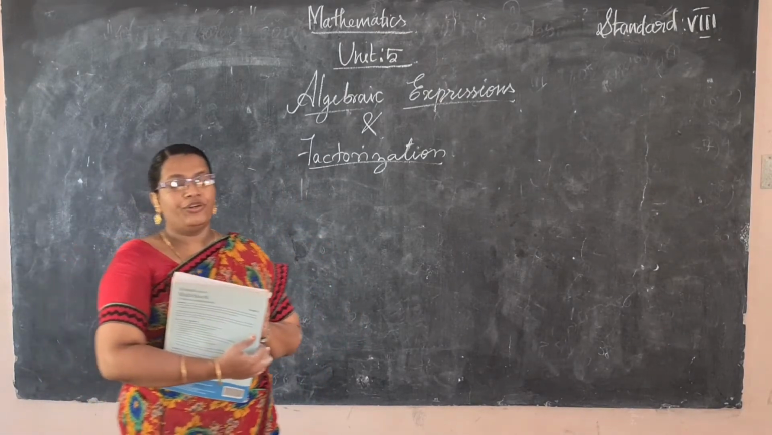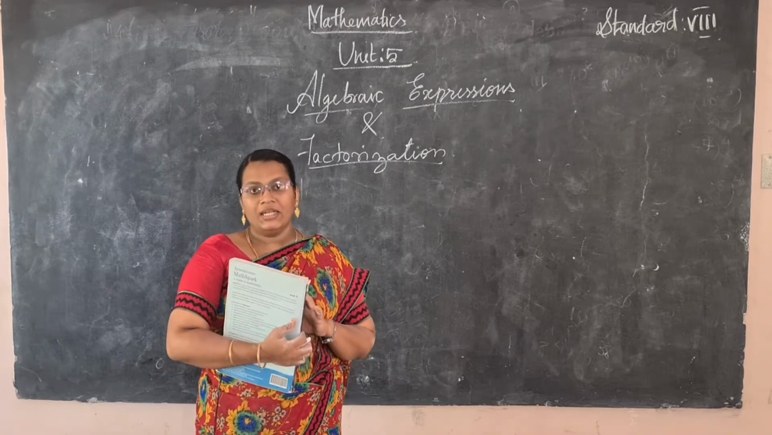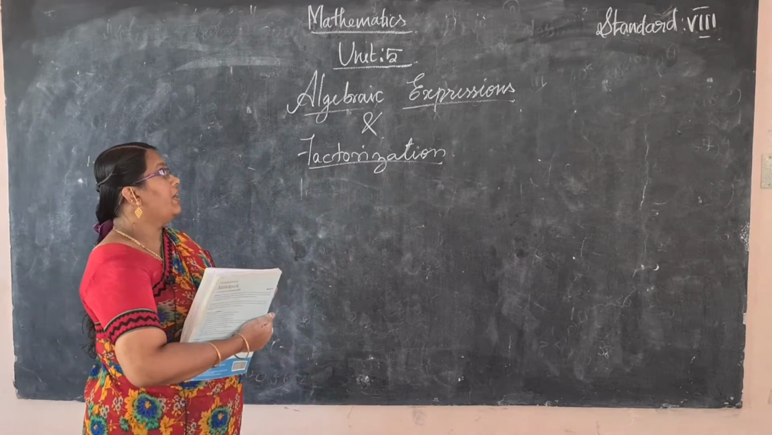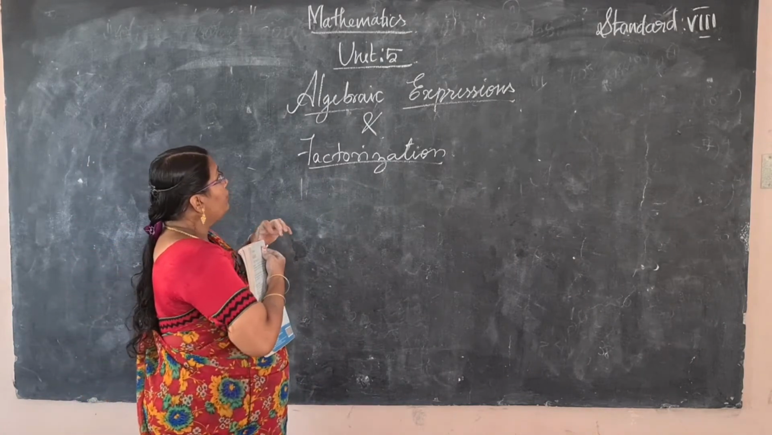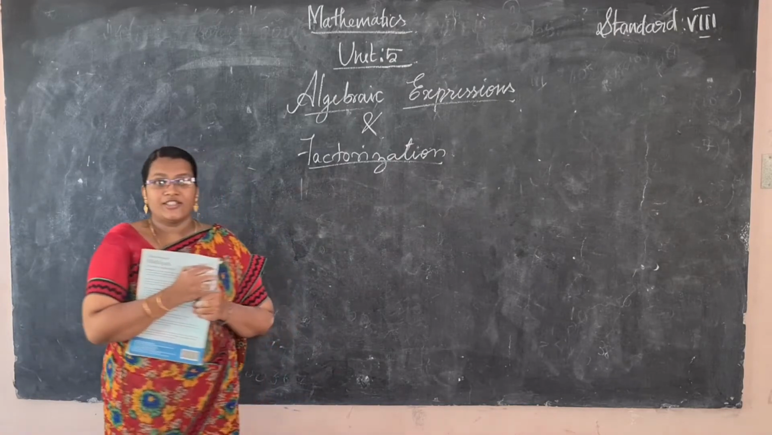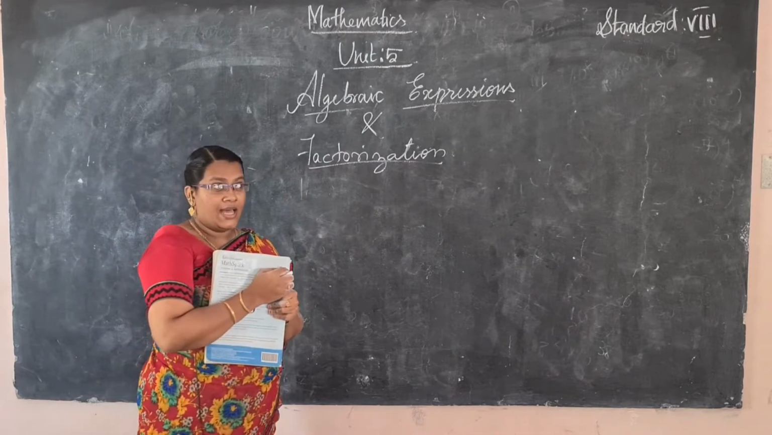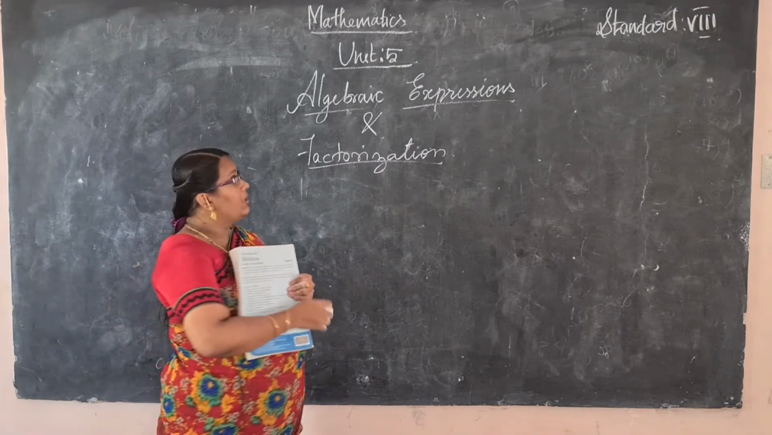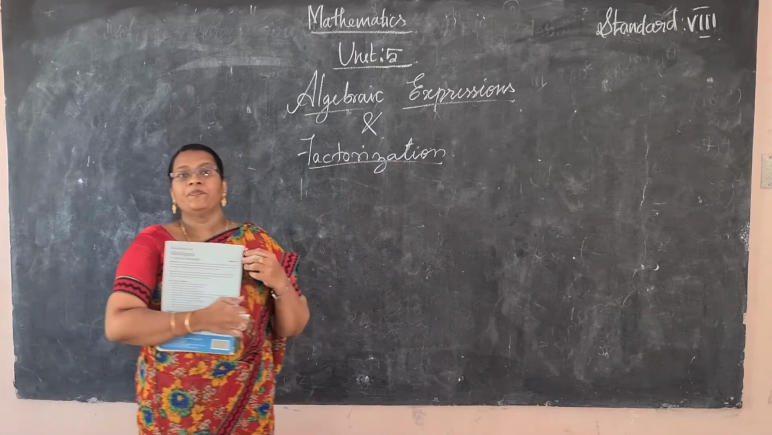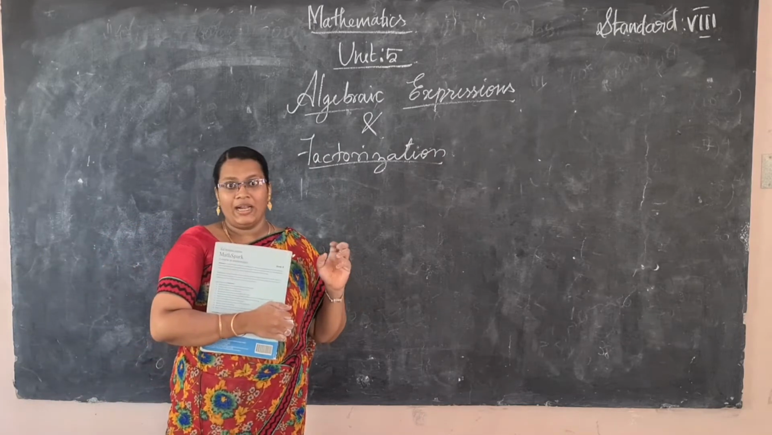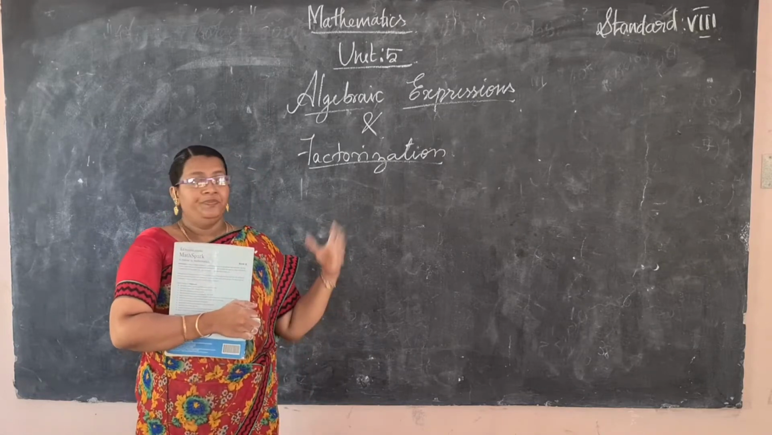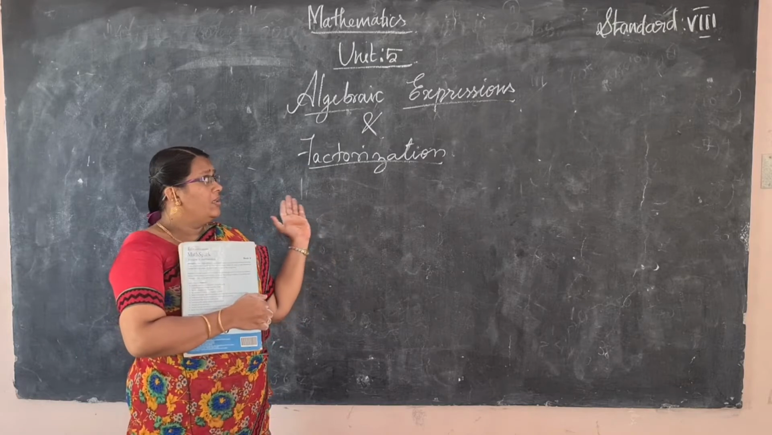What did we learn in unit 4? Patterns. I hope you all understood that previous class. Okay, today we are going to learn about unit 5. Unit 5, the topic name is algebraic expression and factorization. In class 7th we have learned about algebraic expressions, constants and variables, and then addition and subtraction of algebraic expressions. Okay, let us recall what we have learned so far.